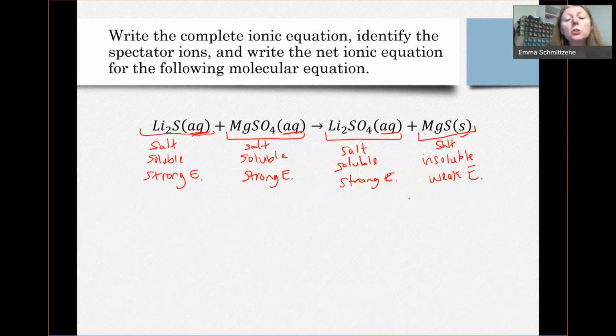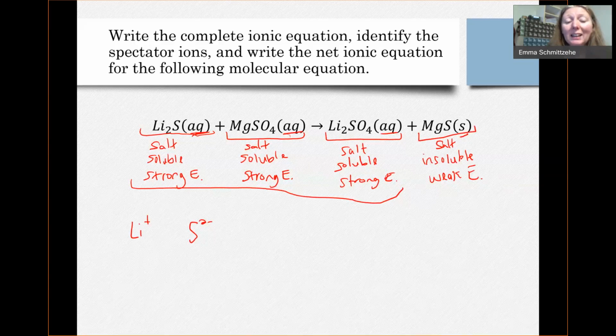Now I want to write my complete ionic equation. The only things I'm going to change are the strong electrolytes, and that would be these first three. Those I need to split up into ions. So Li2S, the ions are Li plus and S2 minus. I'm going to write the entire chemical equation and I want to keep it balanced.